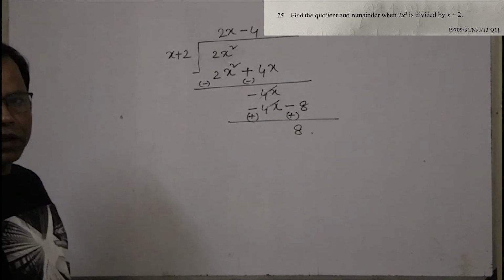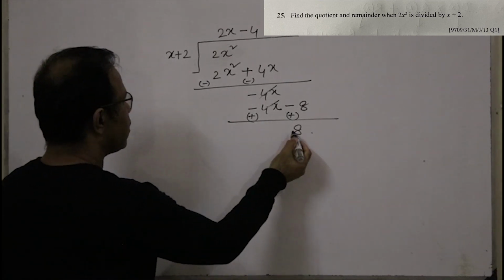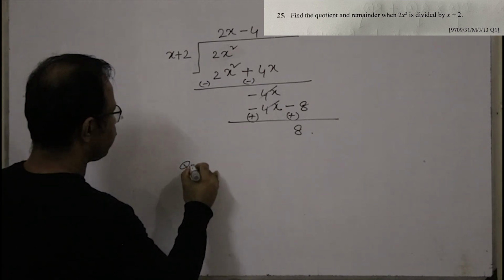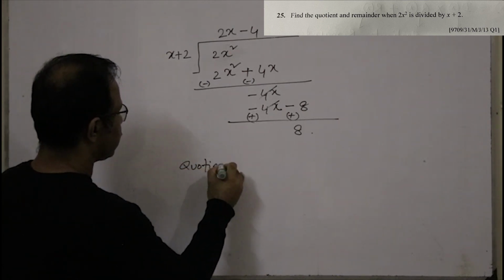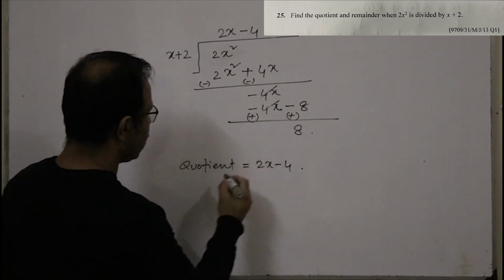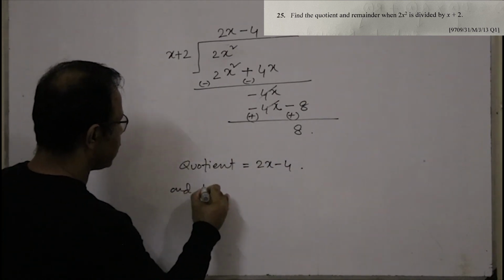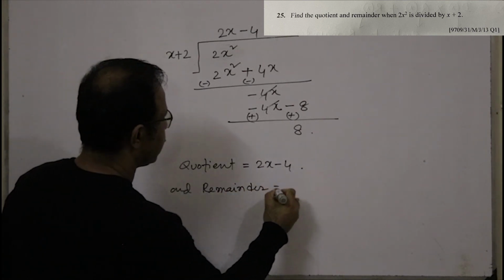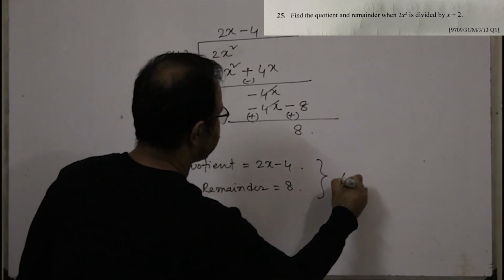So in this sum, this is the remainder and this is the quotient. So quotient equals 2x minus 4, and the remainder equals 8. This is the answer.